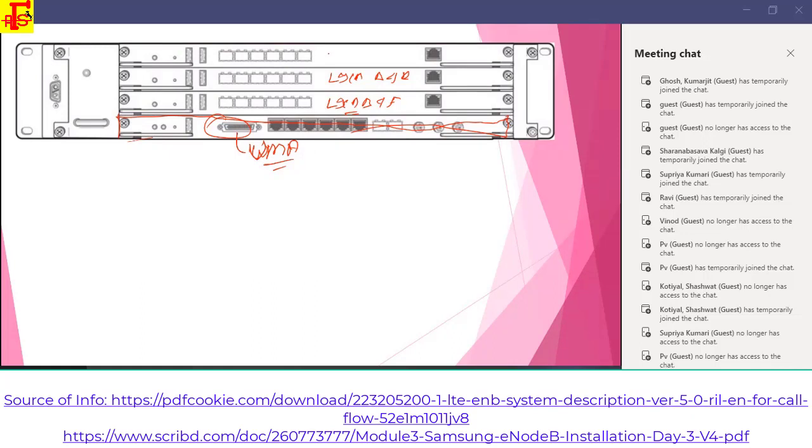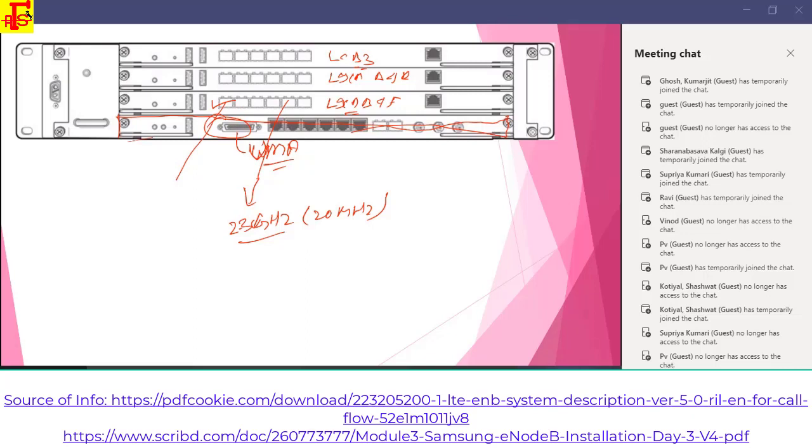So for your card, you can say the L9CB card is there, right? This L9CB4F card I am talking about. This card supports 2.3 gigahertz and the 20 megahertz band. So how many cells can we grow for this L9CB4? Here you can see the CPRI cable is connected. So how many CPRI can we connect through the RRH, right?